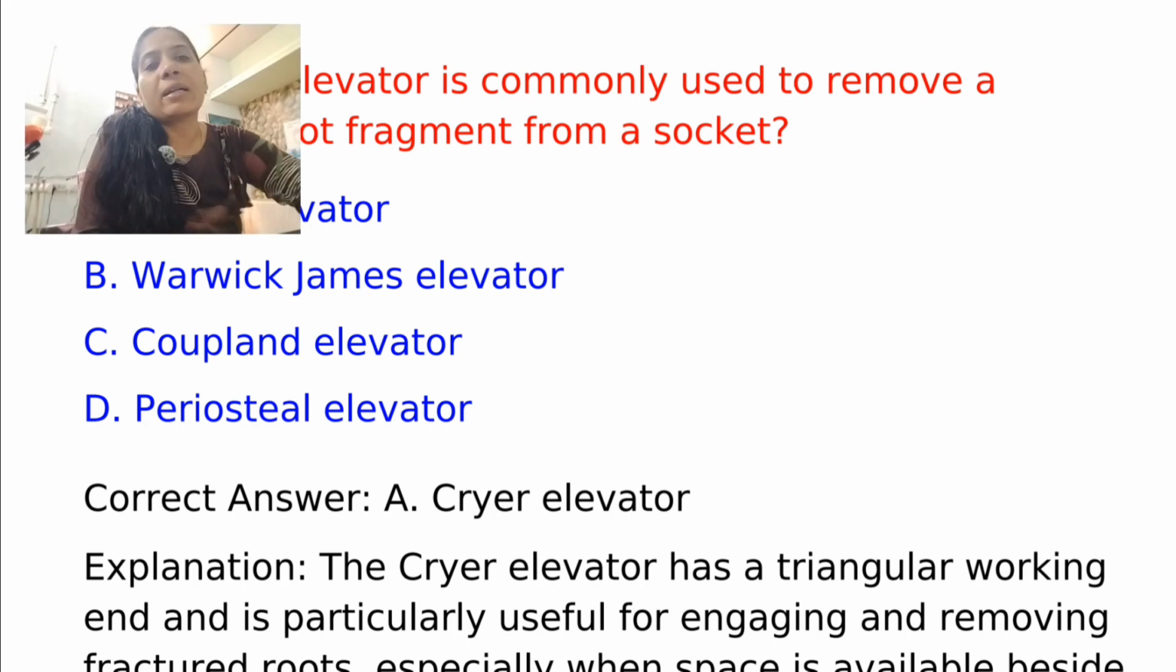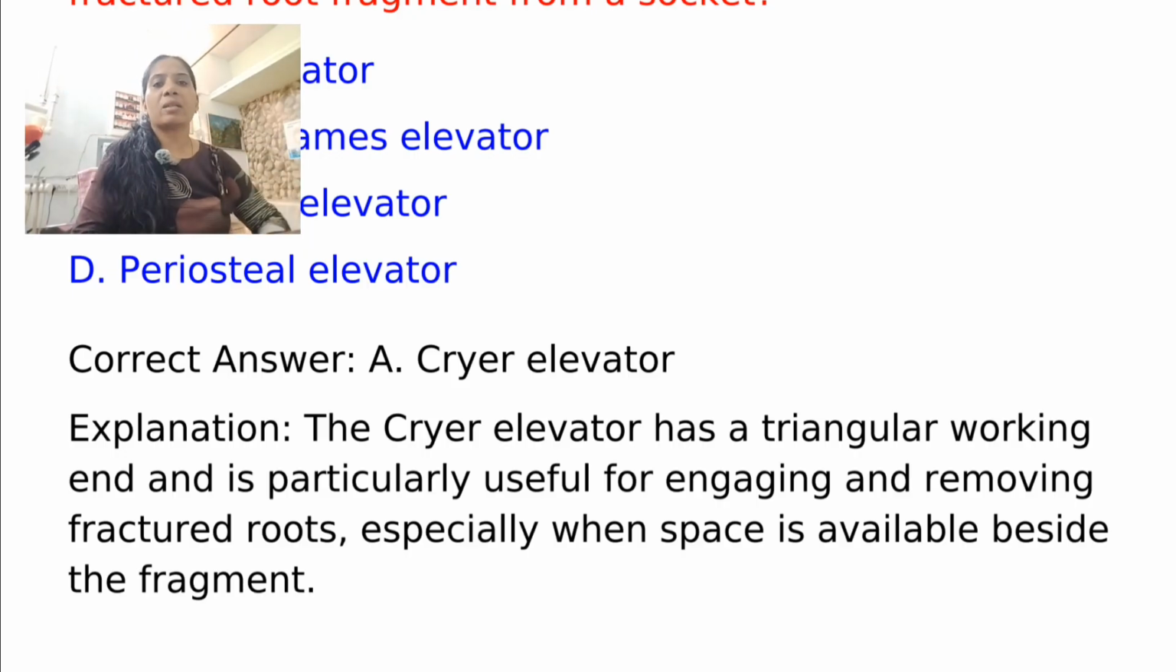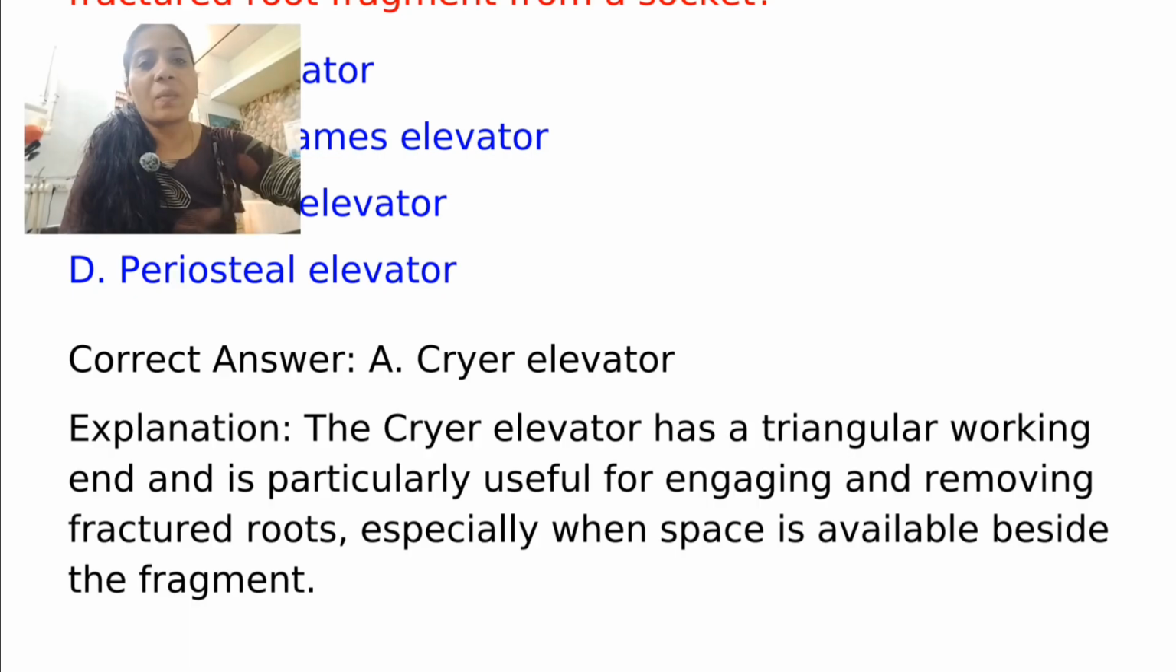And the correct answer is Cryer elevator. The Cryer elevator has a triangular working end and is particularly useful for engaging and removing fractured roots, especially when space is available beside the fragment.